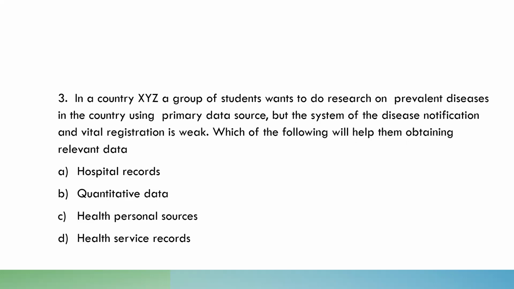In a country XYZ, a group of students want to do research on prevalent diseases in the country using a primary data source, but the system of disease notification and vital registration is weak. Which of the following will help obtain the relevant data? Either the hospital records, the quantitative data, health personnel sources, or health service records? A. Yes. Whenever the disease notification and vital registration system is weak, and we want data on prevalent diseases, then we go for hospital records.